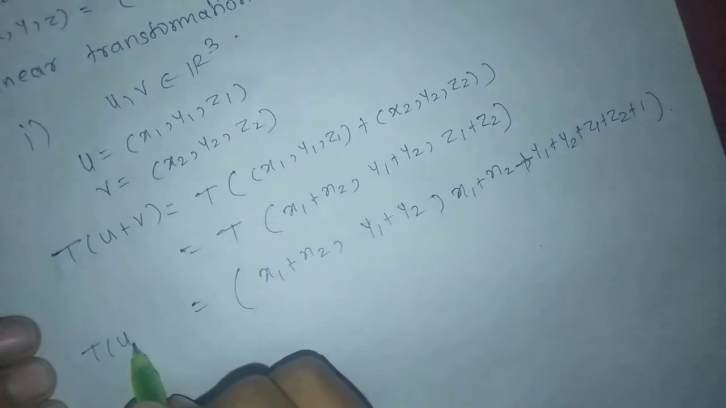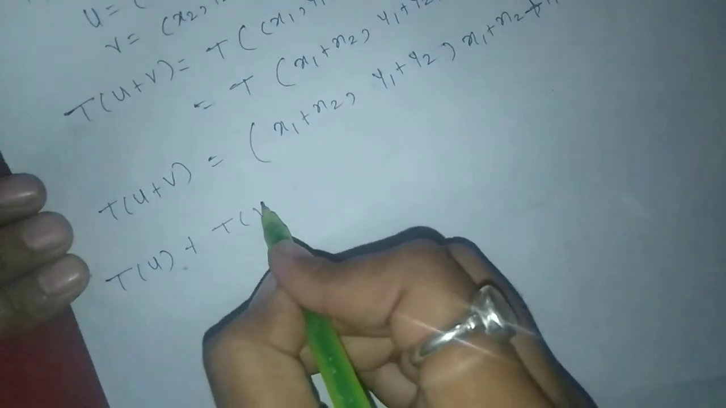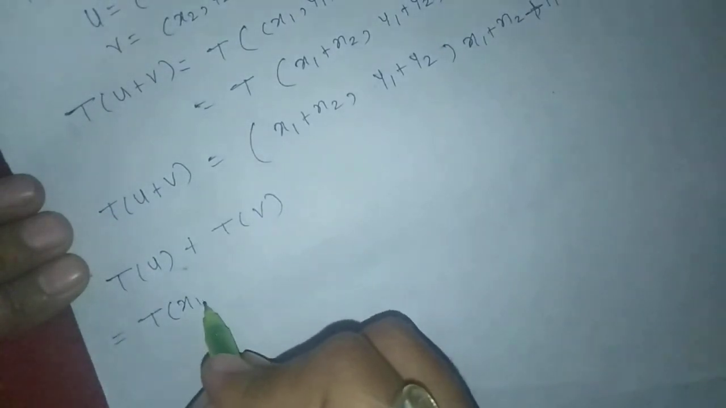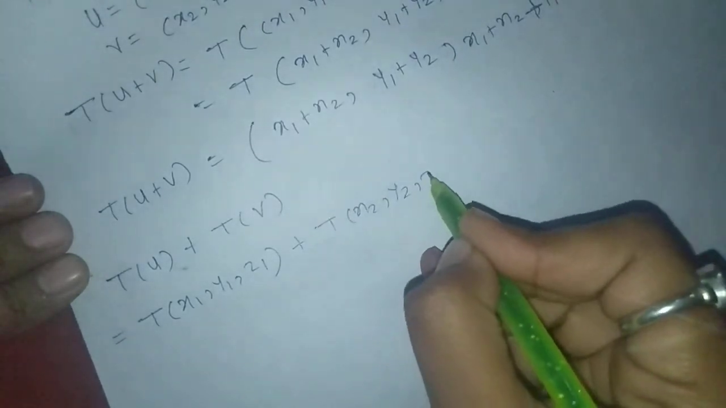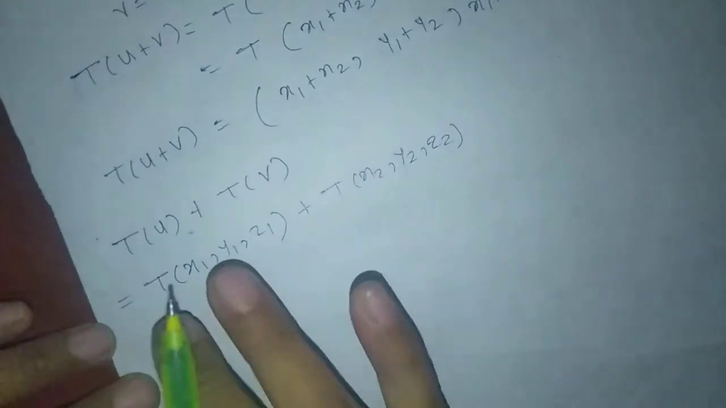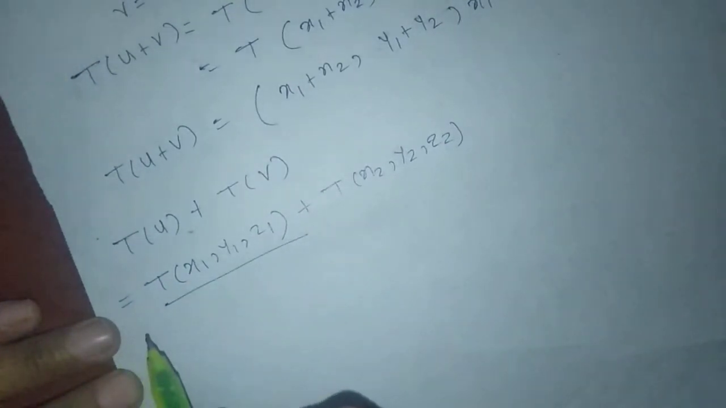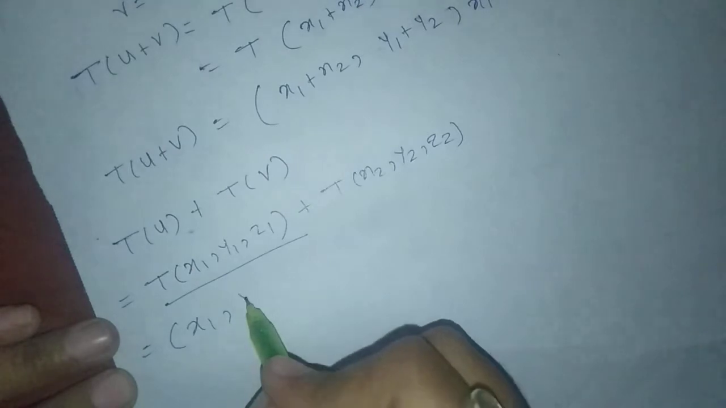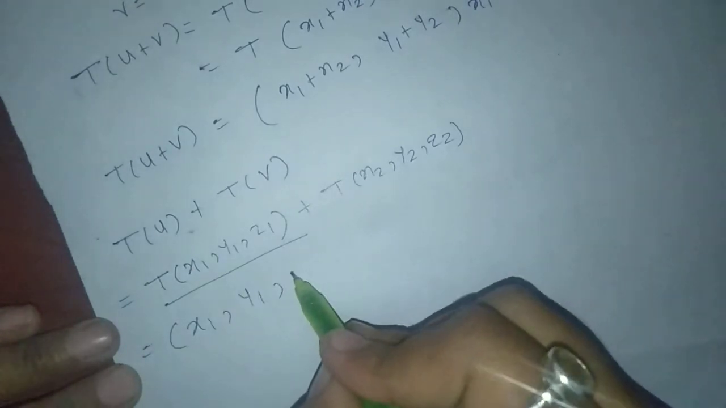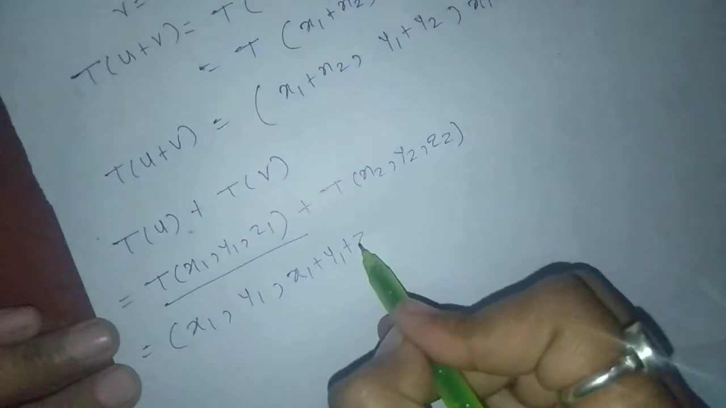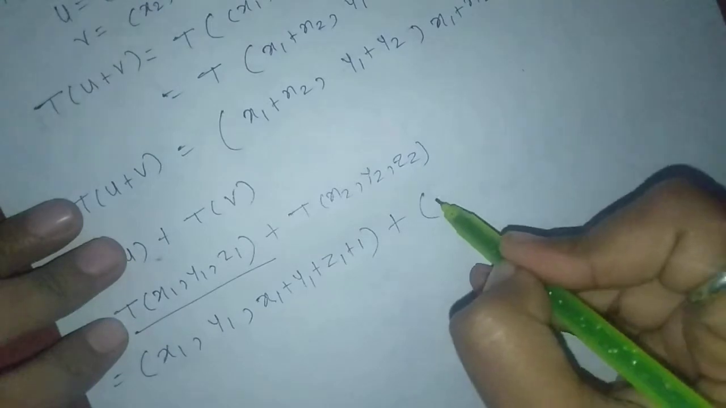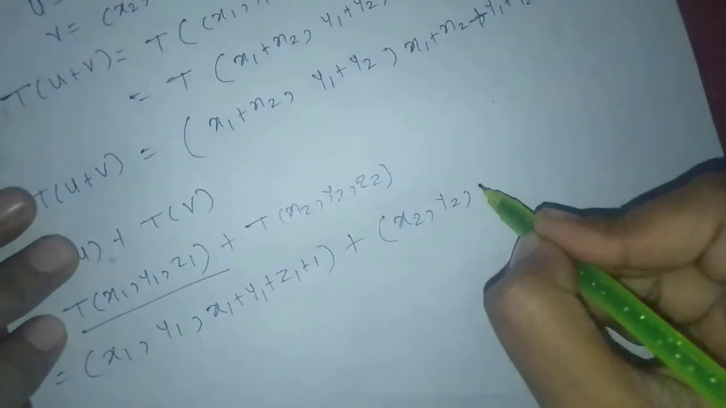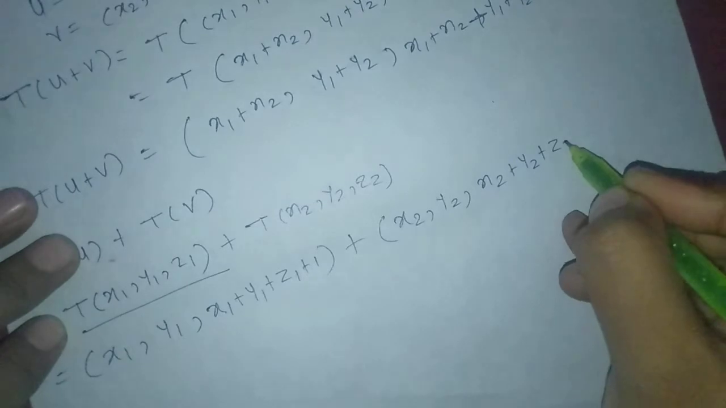This is the T of u plus v. Now compute T of u plus T of v. We get T of (x1, y1, z1) plus T of (x2, y2, z2). Now by definition, T of (x1, y1, z1) is the first two elements as they are, and the third element is x1 plus y1 plus z1 plus 1. Now T of (x2, y2, z2) is (x2, y2, x2 plus y2 plus z2 plus 1).